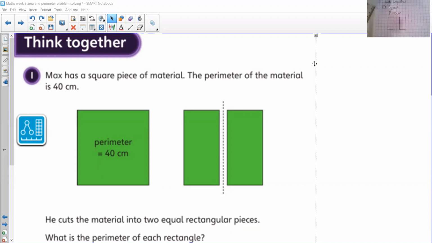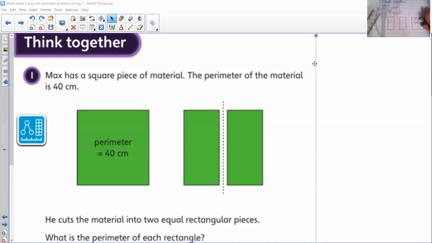Okay, what's the perimeter of each rectangle? So it's important I put it into 2 equal rectangular pieces. Tell you what, I'm going to draw the 1, 2, 3, 4. I'm going to draw the original rectangle as well, because I think that is probably going to help me. Okay, so here's my original rectangle, and I know that the perimeter is 40 centimetres. Right, what else do I know about it? Well, I know it's a square.